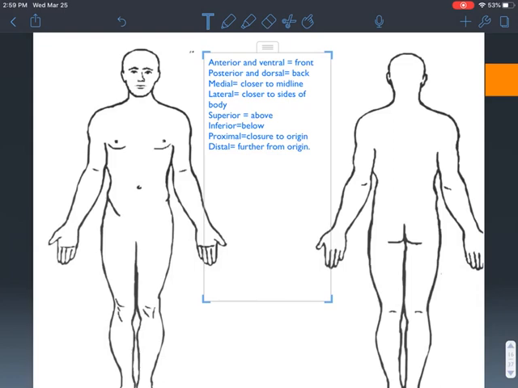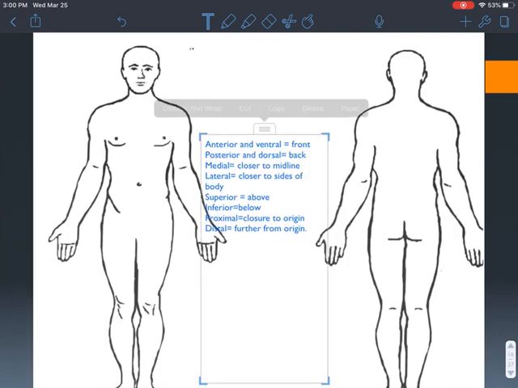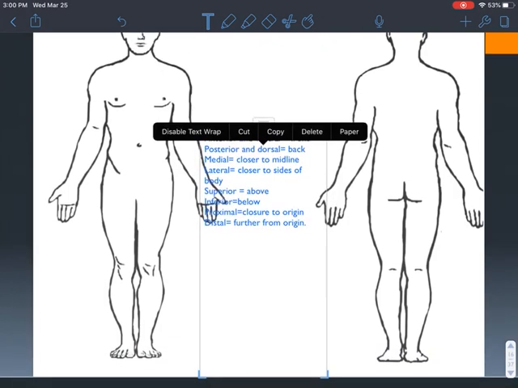All right, so that's basically it, right? So anterior and ventral equals the front, posterior and dorsal is the back, medial, midline, lateral, closer to the sides of the body, superior above, inferior below, proximal is closer to the origin, and distal is further from the origin. All right, so where can I place this so it's out of the way? Maybe right there?